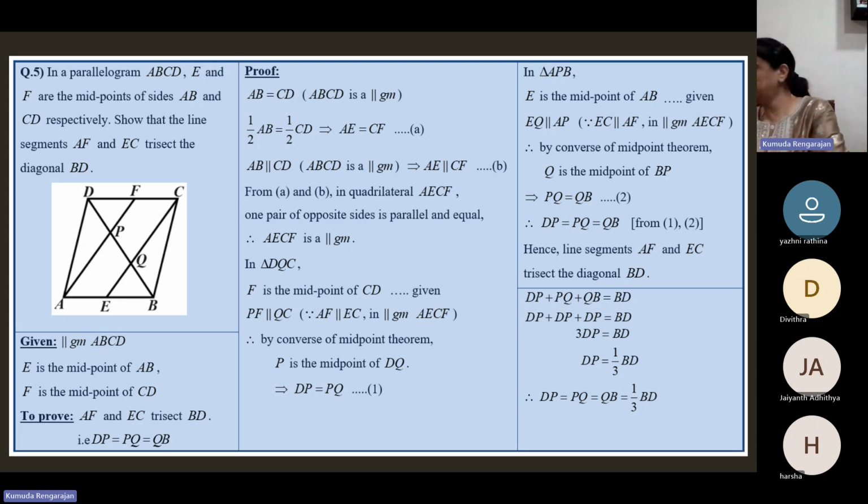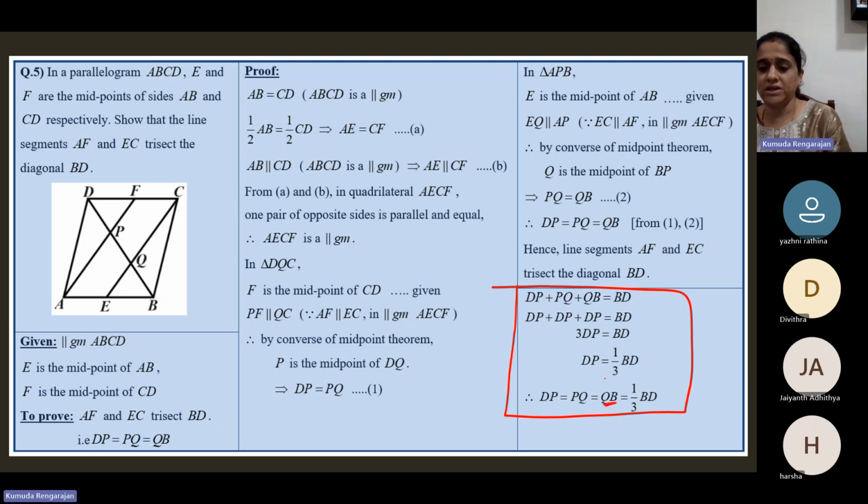No, just write it in the same order. You will understand. Just put a box for this, so you will understand. If the question is to prove DP equal to 1/3 BD, then you need to work like this.